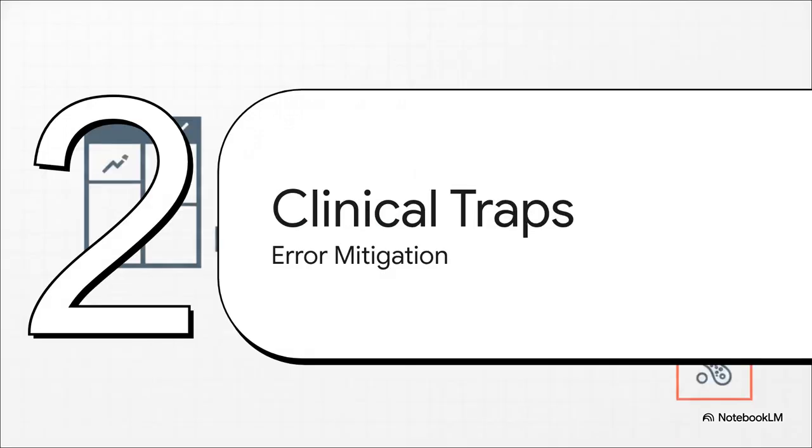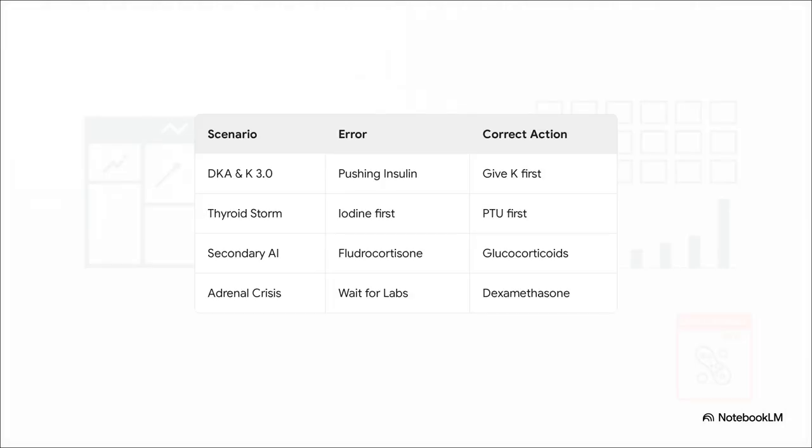Section 4. Clinical reconciliation and traps. Let's quickly, systematically catalog the easily missed parameters that precipitate coding in the trauma bay. Trap 1. Pushing insulin on a DKA patient with a potassium of 3.0. Remember, you must hold the insulin and replenish the potassium first. Trap 2. Administering iodine before propylthiouracil in a thyroid storm. Always block synthesis before you block release.